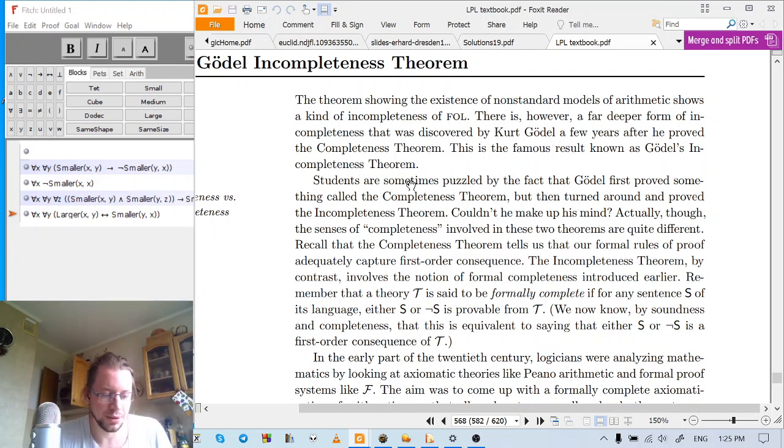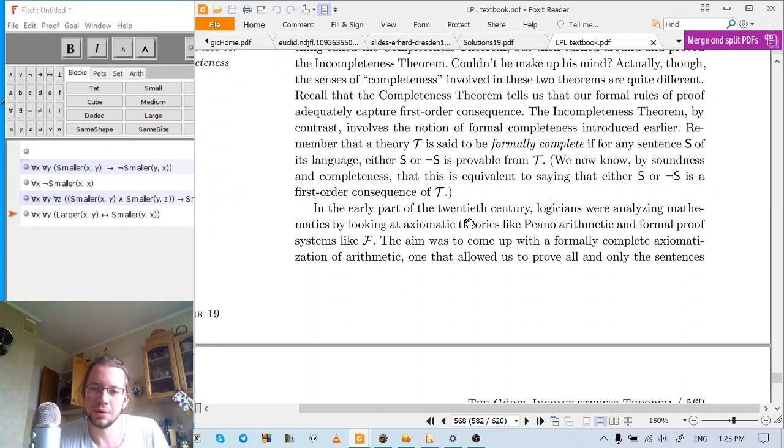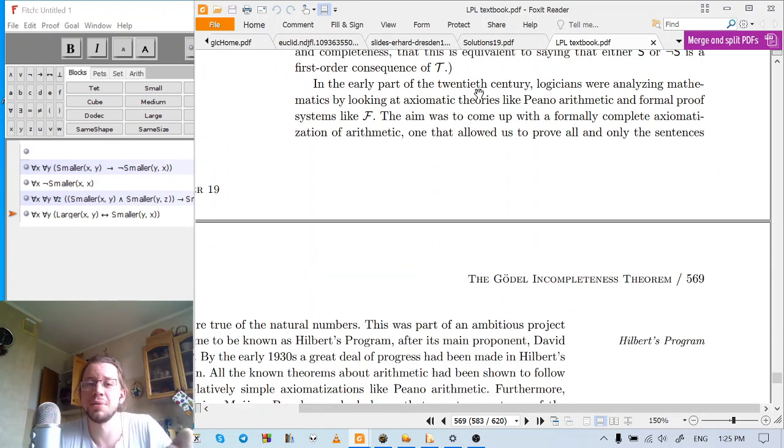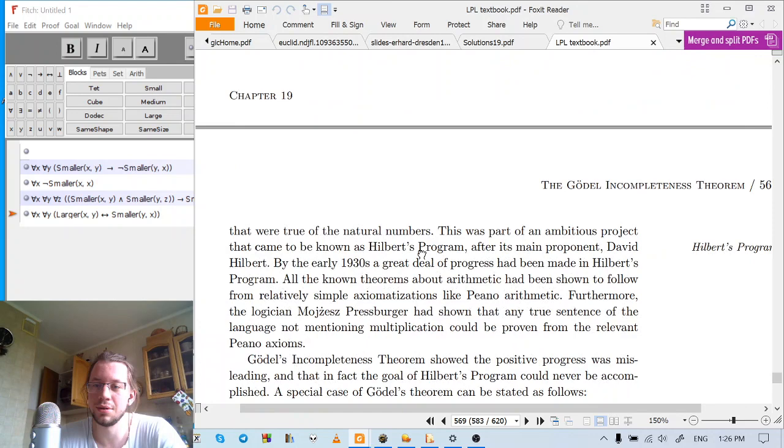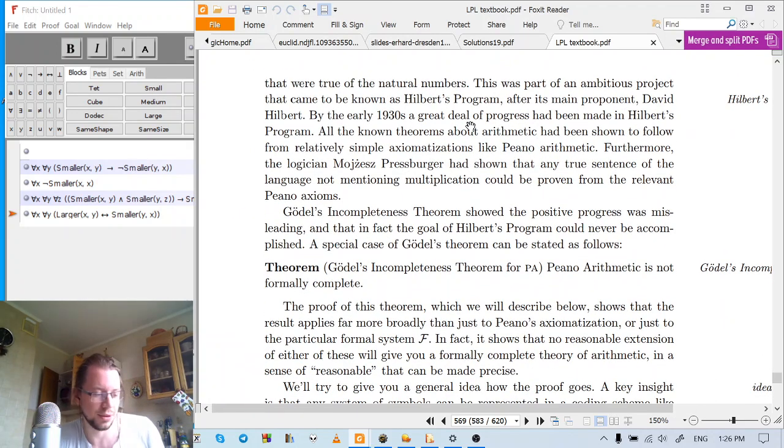So, in the early part of the 20th century, logicians were analyzing mathematics by looking at axiomatic theories like Peano arithmetic and formal proof systems like F, which is the basic deductive proof system that they are using in this course. The aim was to come up with a formally complete axiomatization of arithmetic, one that allowed us to prove all and only the sentences that were true of the natural numbers.